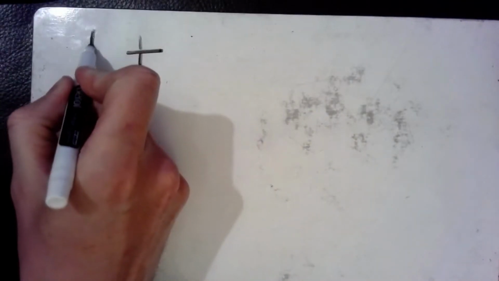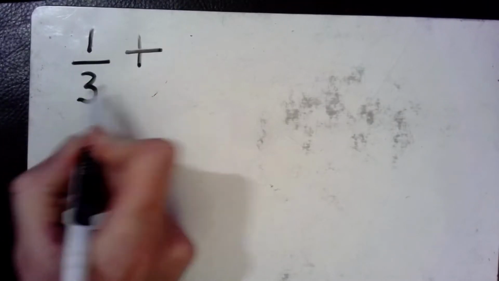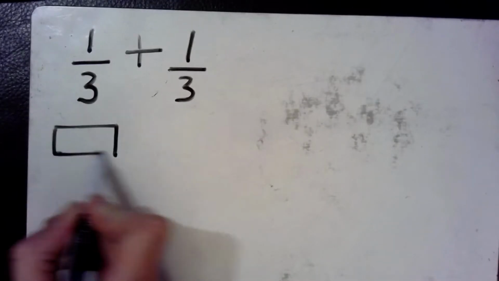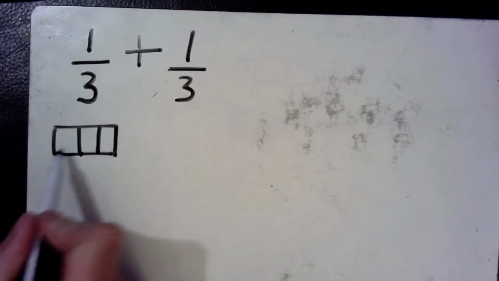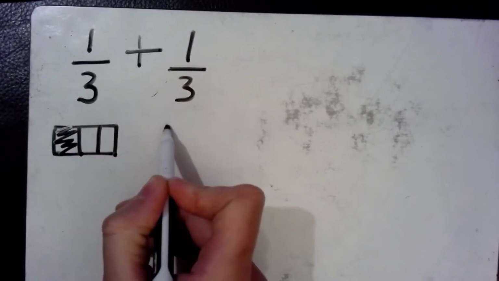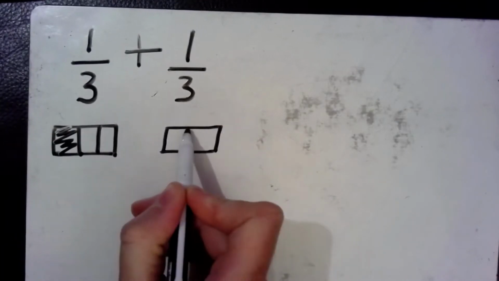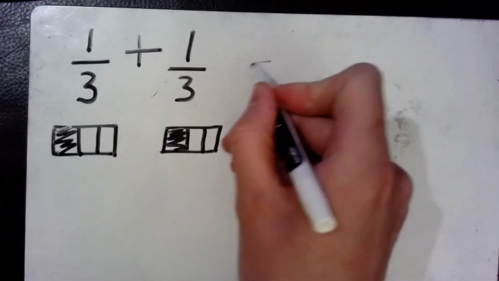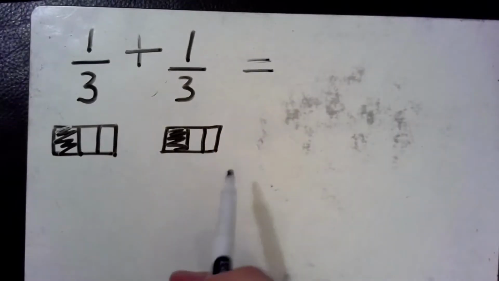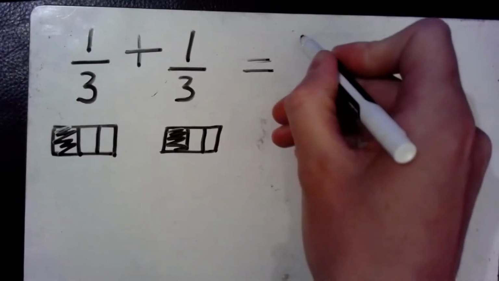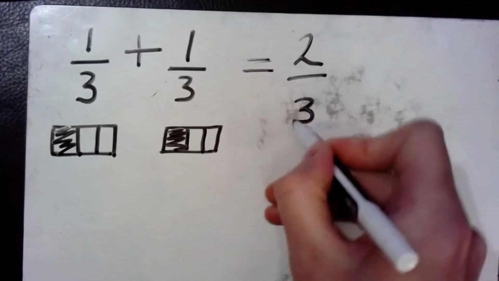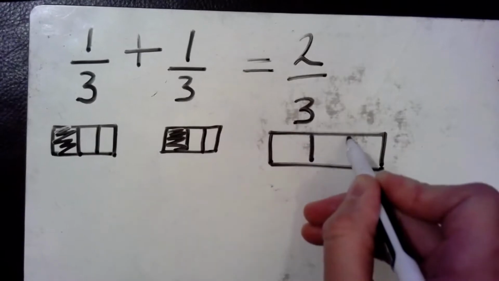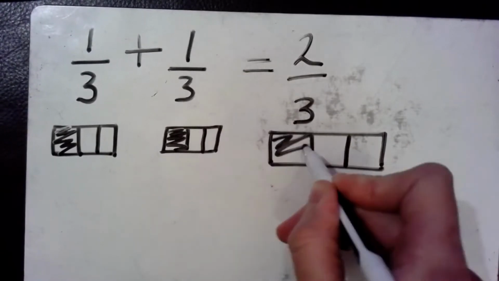So if we have a look at a nice simple one to start with, if we look at 1/3 add 1/3, we know what 1/3 looks like. It's a whole divided into 3 equal parts, and then we've got one of those parts. Exactly the same on the other one. 1/3 add 1/3 gives us 2/3, which we know is a whole divided into 3 equal parts, and then we've got 2 of those parts.